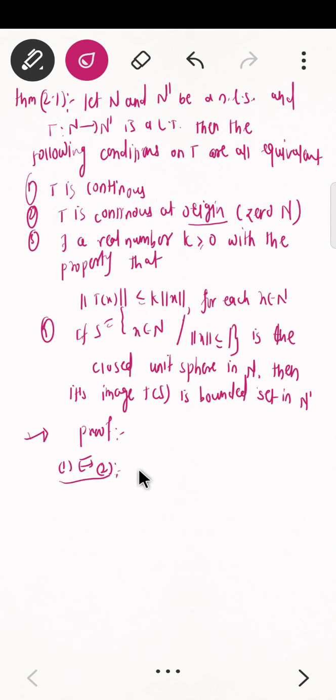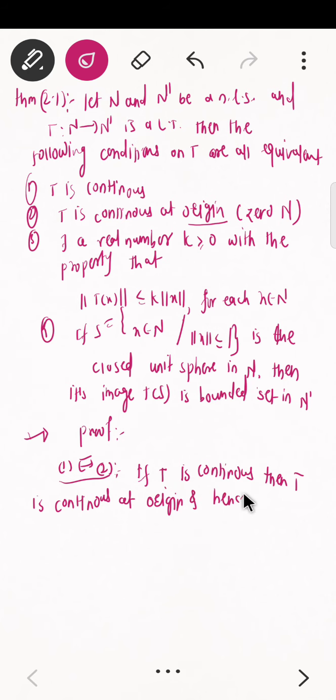First, suppose T is continuous. Then we have to show that T is continuous at the origin. Automatically this holds by definition: as T is continuous, it will be continuous at the origin. Then T is continuous at the origin, and hence 1 implies 2.